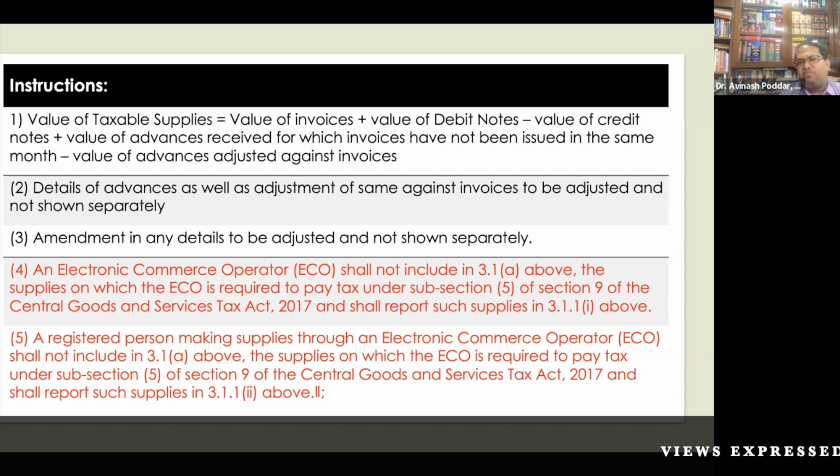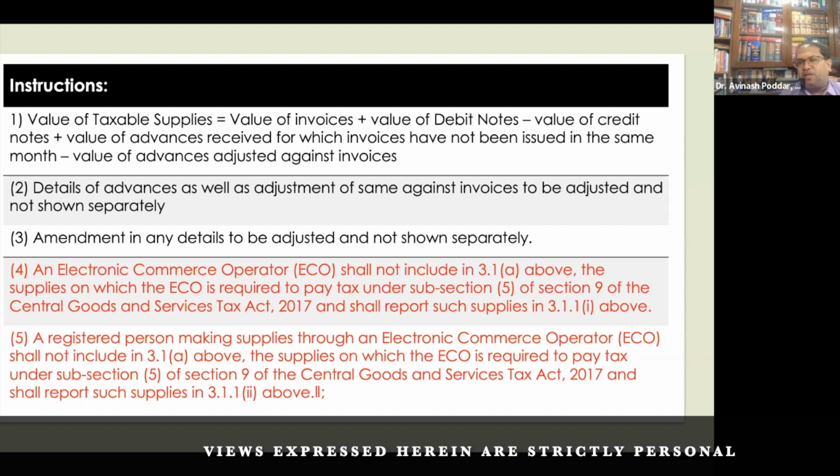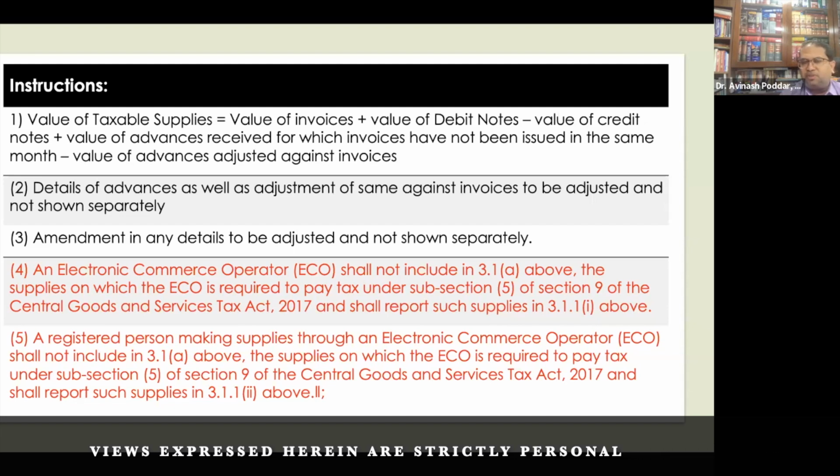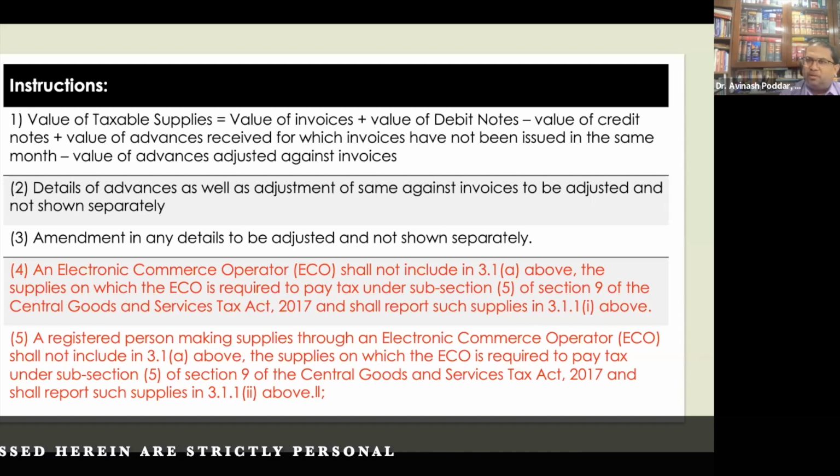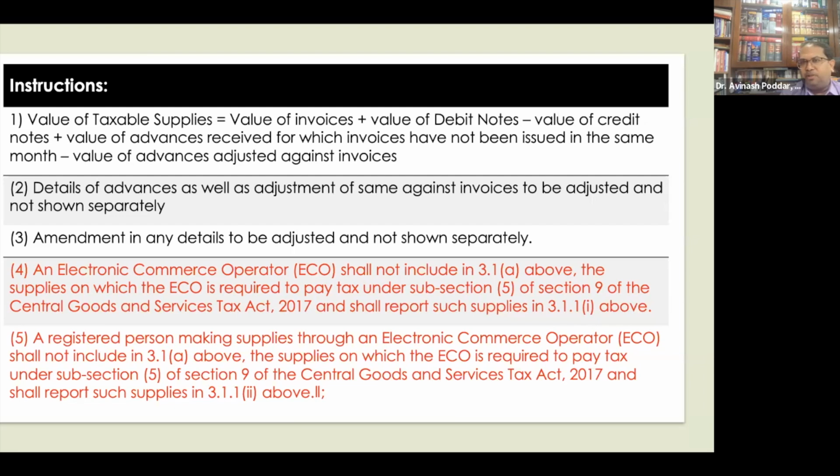An electronic commerce operator shall not include in 3.1(a) above the supplies on which the electronic commerce operator is required to pay tax under 9(5) of the Central Goods and Services Tax Act, and shall report such supplies in 3.1.1 clause 1 above. And similarly the second, कि उनको 3.1(a) में नहीं दिखाना, 3.1.1 clause 2 में दिखाना है. So this is what is amended in GSTR-3B.